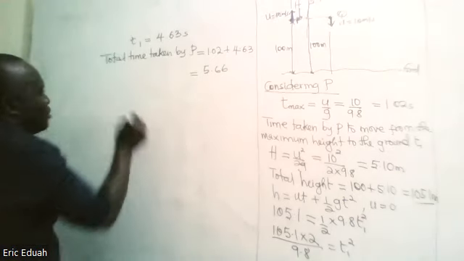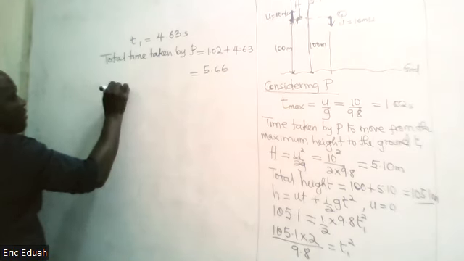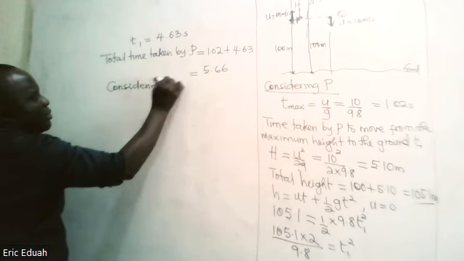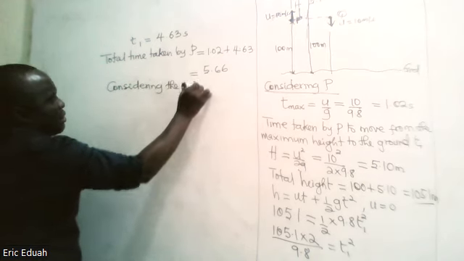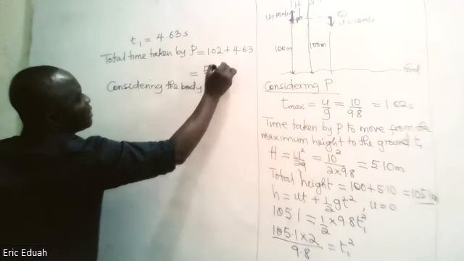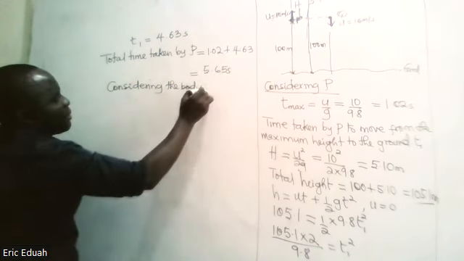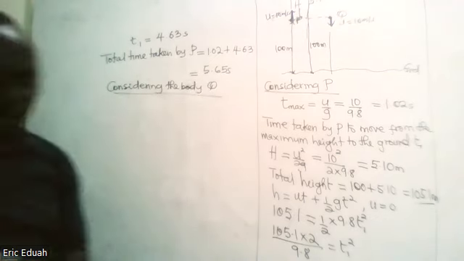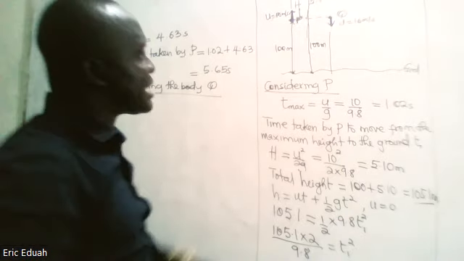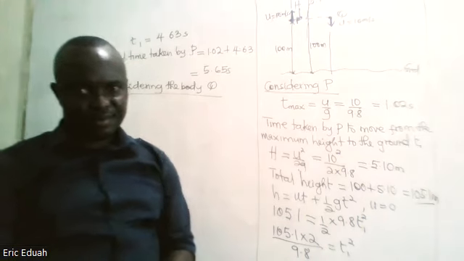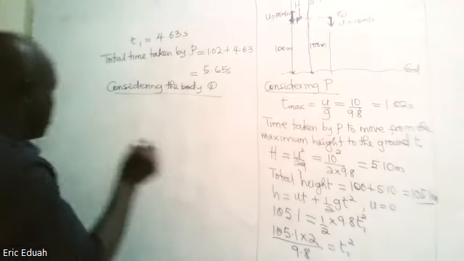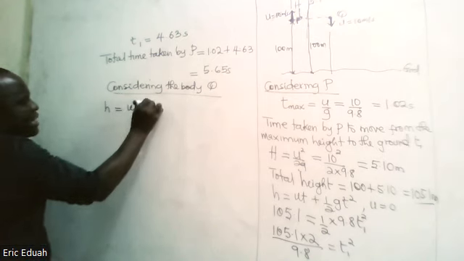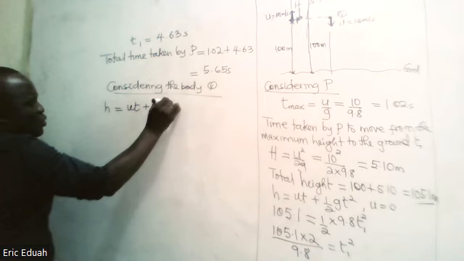So let's consider Q. Considering the body Q, what happens? Now, for Q, it is projected downwards. Okay. So using H is equal to ut plus half gt squared.